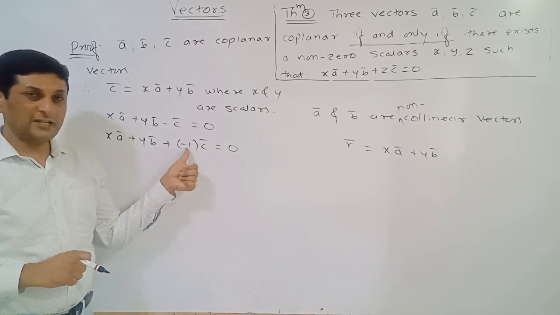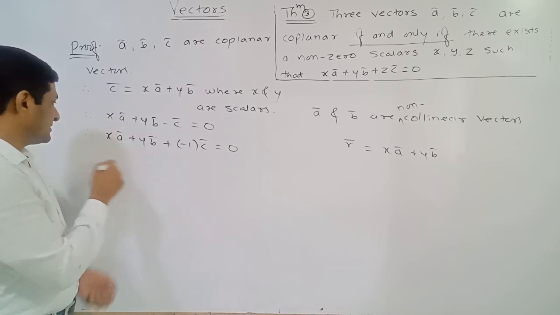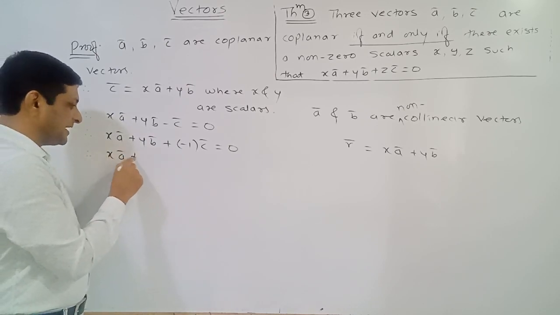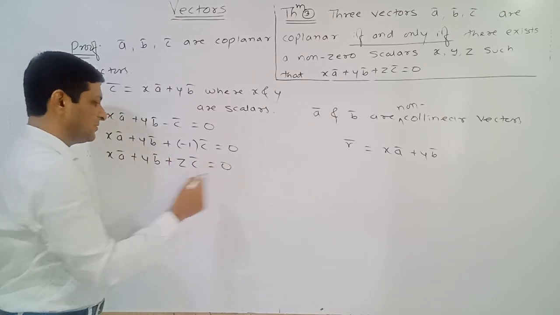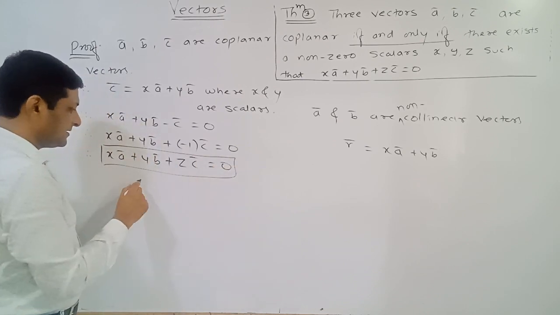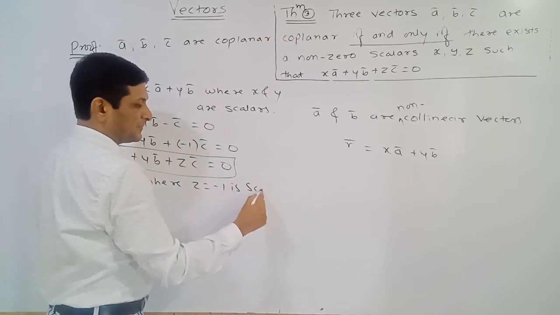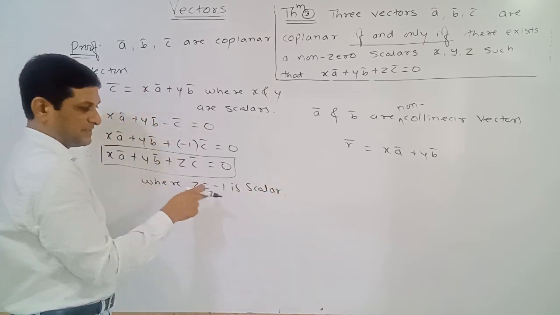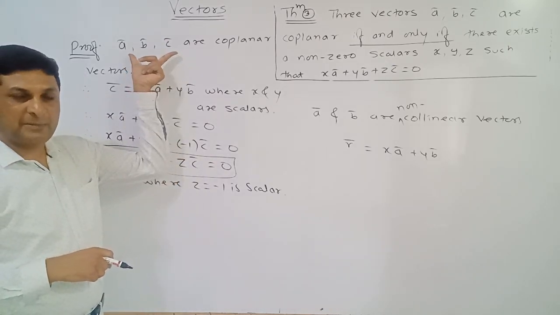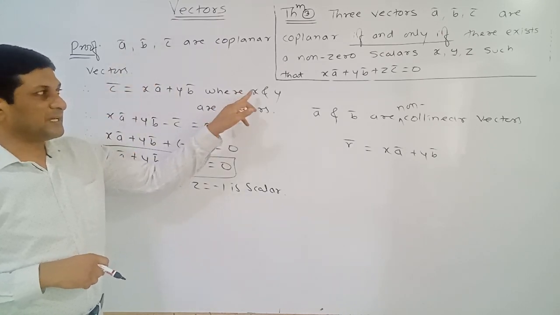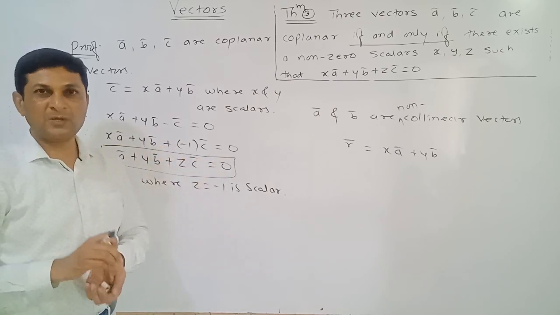So what have we got here? Minus 1. What is minus 1? A real number. In mathematics, a real number is called a scalar. So we denote this scalar by z. So x a bar plus y b bar plus, simply denoting this minus 1 by z, z c bar is equal to 0. So this is our required result. Lastly, write down where z equal to minus 1 is a scalar. It's a real number. Simply we are denoting this real number by z. So using the condition that a bar, b bar, c bar are coplanar, we have proved that there exist three scalars x, y and z such that the value of this linear combination is equal to 0.